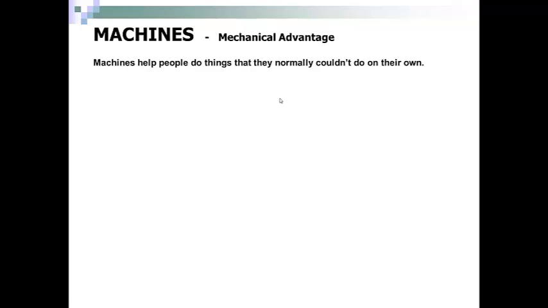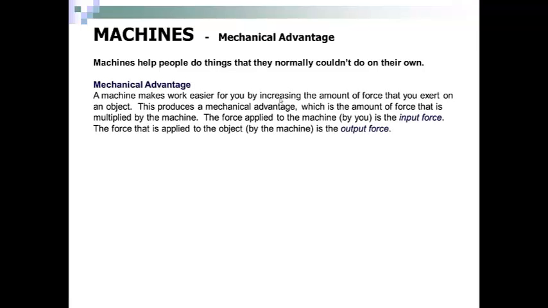Machines help people do things that they normally couldn't do on their own. Mechanical advantage. A machine makes work easier for you by increasing the amount of force that you exert on an object. This produces mechanical advantage, which is the amount of force that is multiplied by the machine. The force applied to the machine by you is the input force. The force that is applied to the object by the machine is the output force.